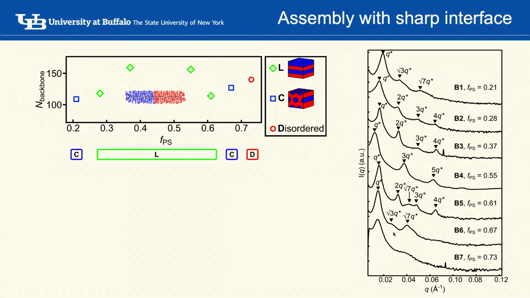So this is a composition. This is the volume fraction of polystyrene. Basically, it tells you how asymmetric the polymer is. This length scale is not important. The diamonds represent lamella phase, squares are cylindrical phase, and the circles are disordered phase.